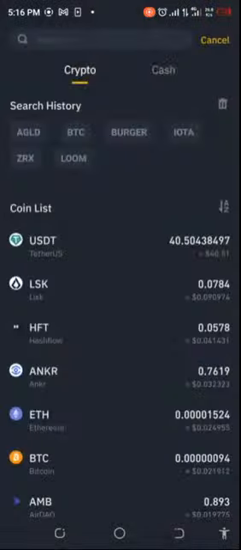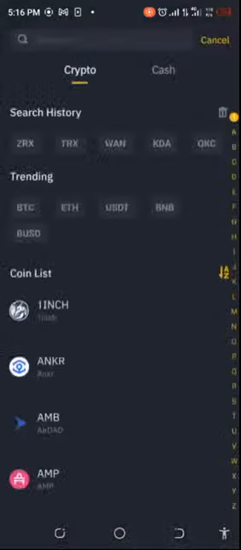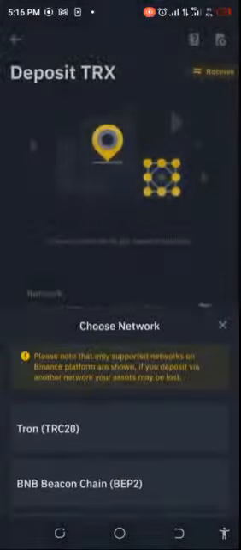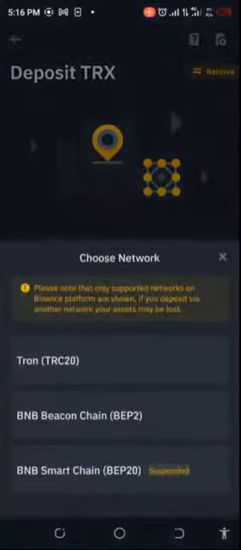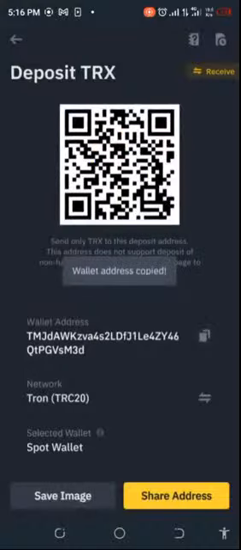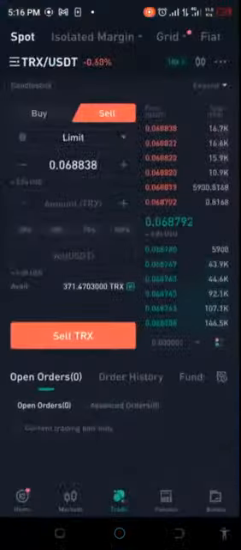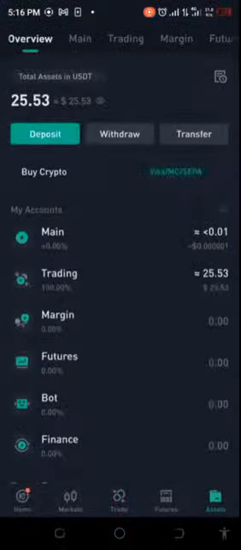No, what did I just pick? No, what I wanted is deposit, okay? So we're just going to pick the deposit. We're depositing TRX, so we're putting in the Tron, that's TRC20. Okay, so let's click on that and let's go over quickly to send it all over. All right, so that's what we're doing right now.